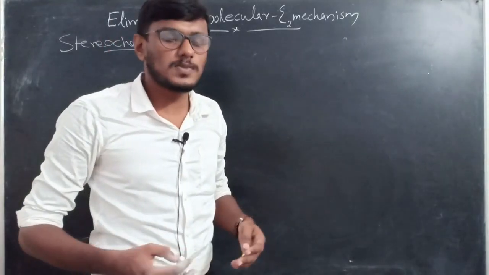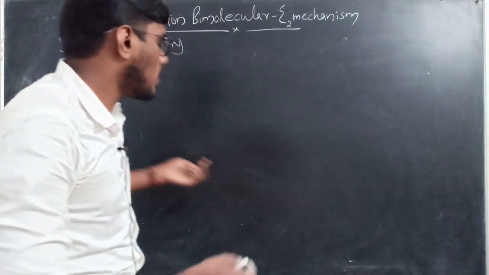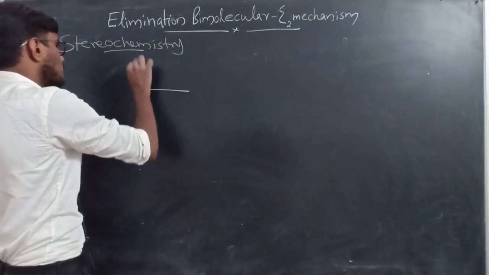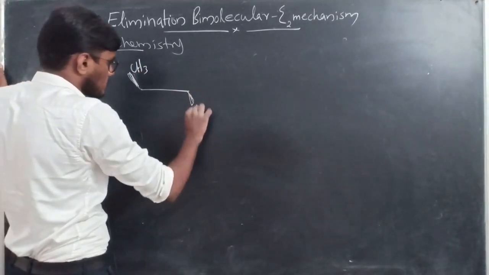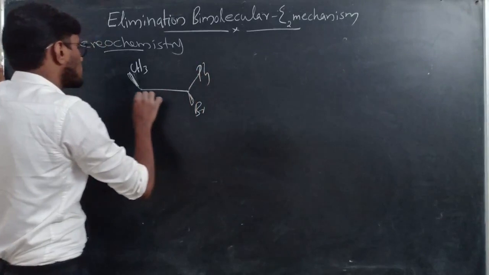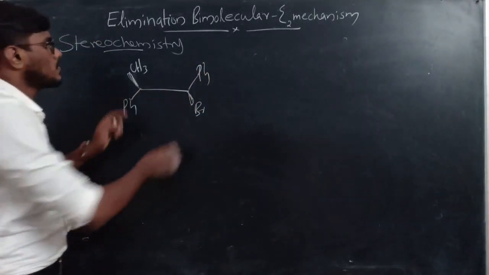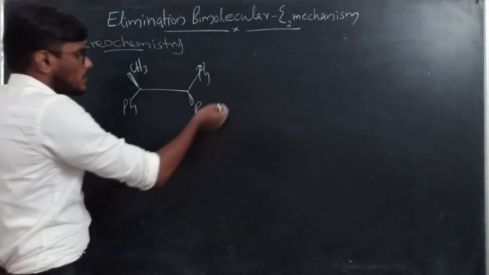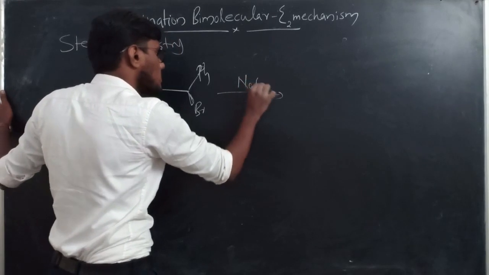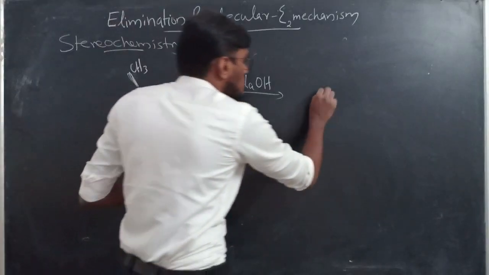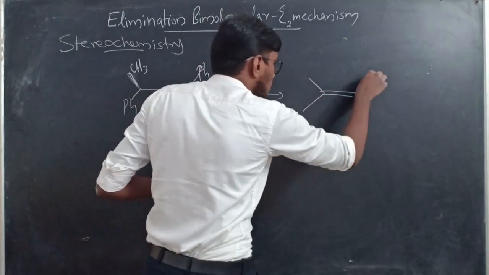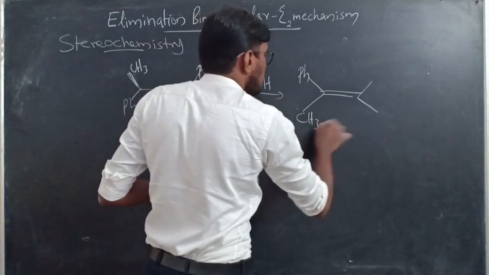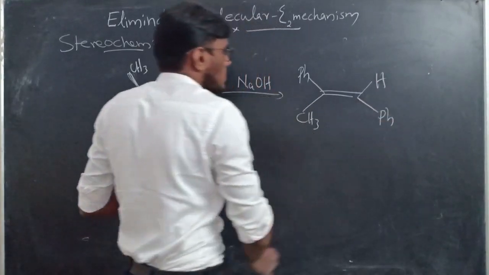Another example for stereospecificity is taking one diastereoisomer of this compound. This is a compound with two phenyl groups, CH3, Br. This is one diastereoisomer of this compound. On reaction with NaOH, say a base, it gives you an alkene with an E configuration. That means Ph, CH3, Ph, H. Okay, this is with E.